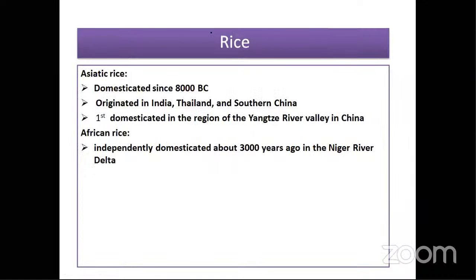Okay, coming to the rice, that is the Asiatic rice, it would have been domesticated somewhere. It would have originated in India, Thailand, somewhere in China. So it used to be called three, that is your Asiatic rice. So it has three things. I just now forgot. Just a second.